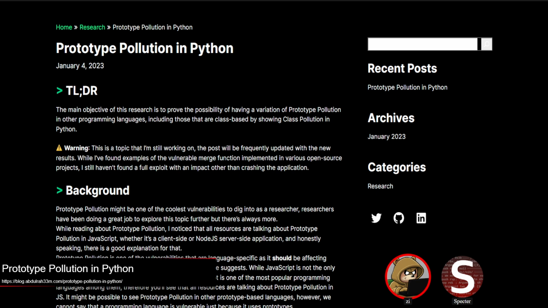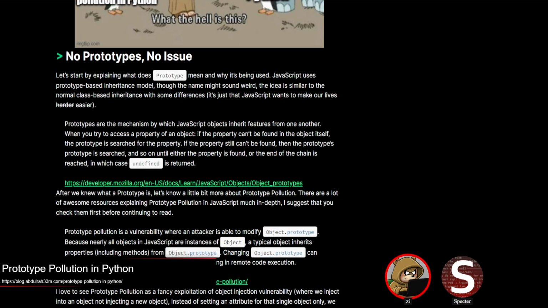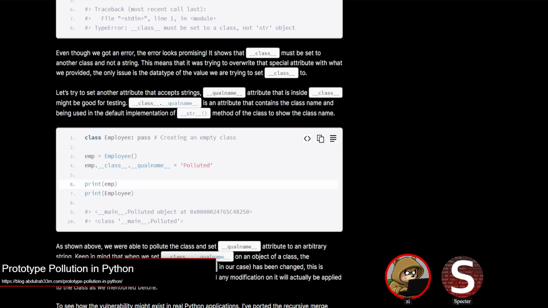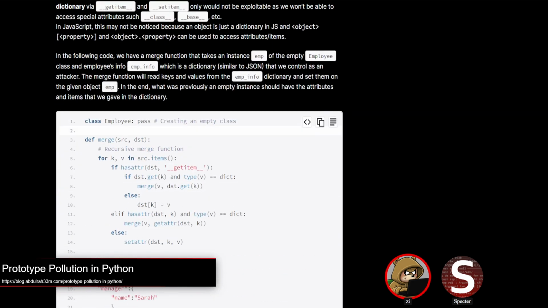So the core issue that the take appears is you don't really have prototypes. But what they did find is if you have that same kind of core merge vulnerability. Oftentimes when it comes to prototype pollution, you end up having something that's just assigning attributes to an object without consideration over what the attributes are. Just, can I assign it? Yes. Okay, go ahead and assign it.